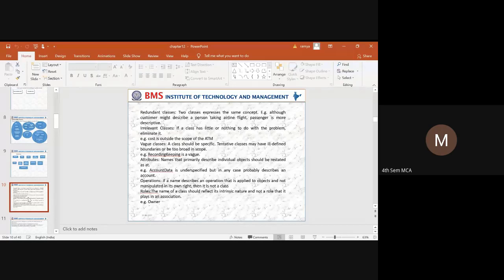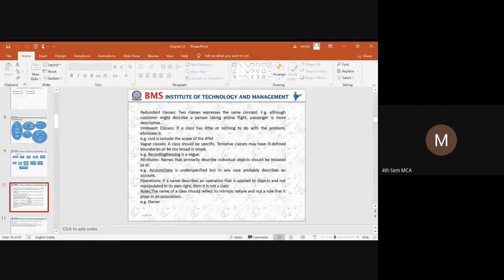Okay, next we have come across different types of classes, right? Redundant classes. So how do we take redundant classes? Say for example, it can be a flight and a passenger. Although it can be more descriptive, you cannot take it as a customer and a passenger. Both customer and passenger relate to the same thing.